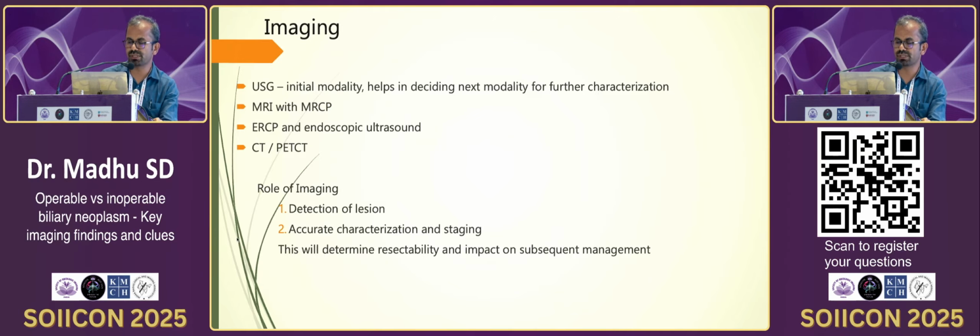Imaging-wise, USG is the initial modality of choice. MRCP with MRI is the modality which answers many questions in these kinds of malignancies. ERCP with endoscopic ultrasound is the modality regularly used for the distal CBD as well as periampullary CAs. So what is the role of imaging in these conditions? It is detection of the lesion, characterizing it, and also assessing operability.